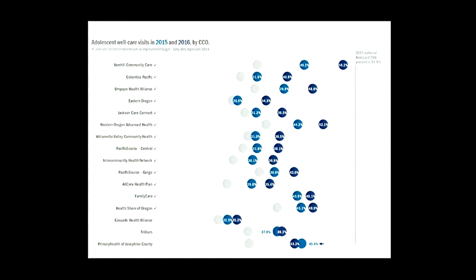This shows for that same measure how each one of the CCOs has done. The light gray circle is basically 3 years ago. The lighter blue was a year prior, and the darker circle shows again what their most recent performance was. In this particular measure, there was only one CCO there at the bottom that was showing some backward performance, but most of them were showing improvement.